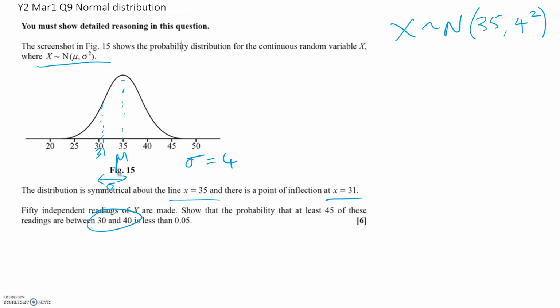So let's try this highlighter pen. Between 30 and 40. So we want to find the probability of a reading being between 30 and 40, which looks quite high. There's a lot of that distribution being shaded there. So using our normal distribution, we want to find the probability of getting a value between 30 and 40.